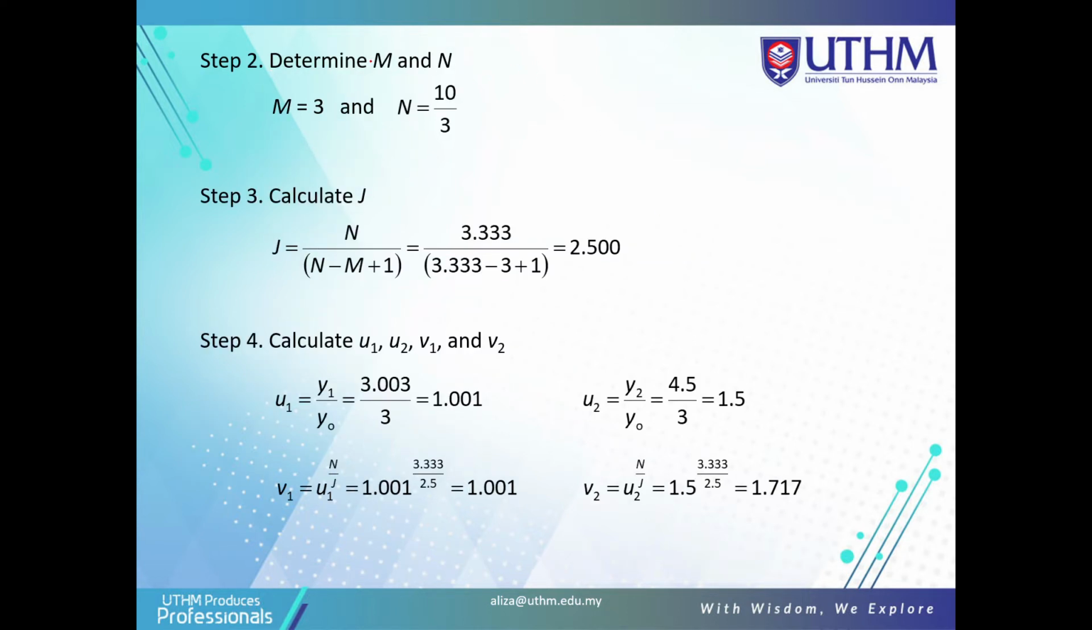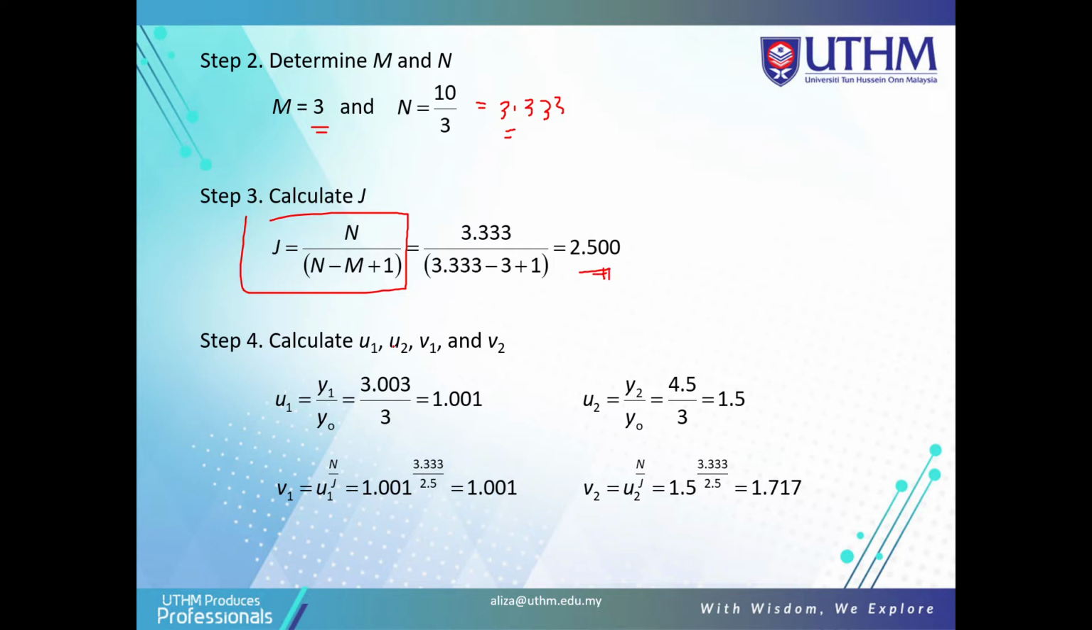Now step 2, determine M and N. M is given as 3 and N is 10 over 3, which is 3.333. This is the value that you will always use, so just remember that M is 3 and N is 10 over 3. Then calculate J. When M and N are given, you must calculate J based on this formula: N over N minus M plus 1, so you get 2.500 for J.